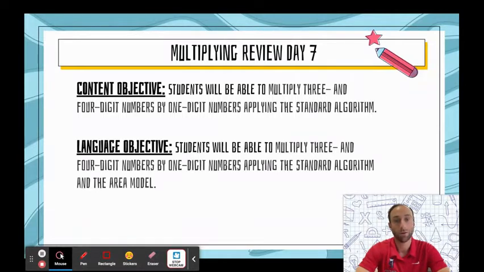Students will be able to multiply 3 and 4-digit numbers by 1-digit numbers by applying the standard algorithm. Students will be able to multiply 3 and 4-digit numbers by 1-digit numbers applying the standard algorithm and the area model. So we're going to be giving you 2 different strategies to be successful here at multiplication. Let's take a look at some review problems and go over exactly how we approach using the standard algorithm and the area model.